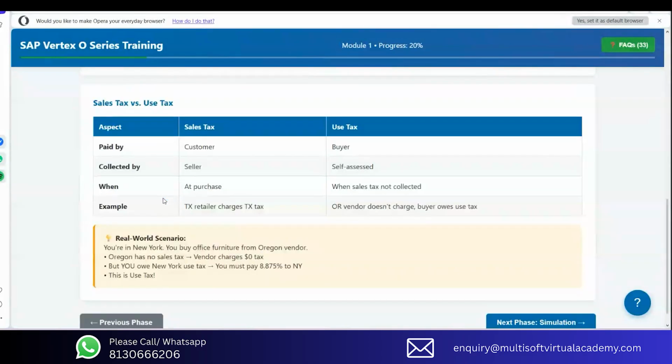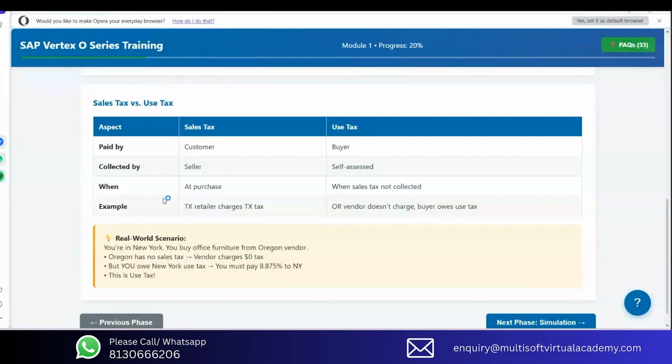You need to understand the difference between sales tax and use tax. Sales tax is paid by the customer, but use tax is paid by the buyer. Now you understand, correct? The difference between sales tax and use tax: who is collecting? Sales tax is straightforward, the seller collects, and use tax is self-assessed.